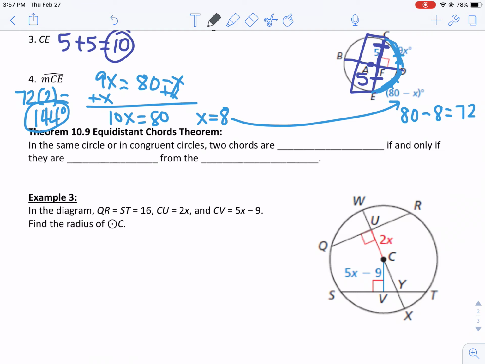Okay, so theorem 10.9, this is the last one. It says that in the same circle or in congruent circles, two chords are congruent if and only if they are equidistant, meaning equal distance, from the center.